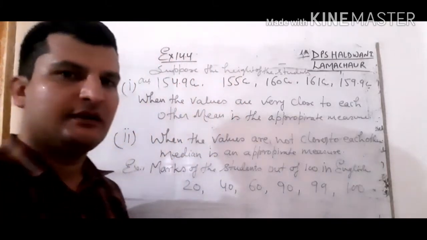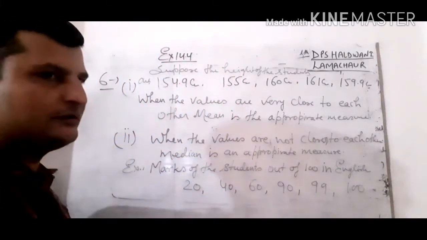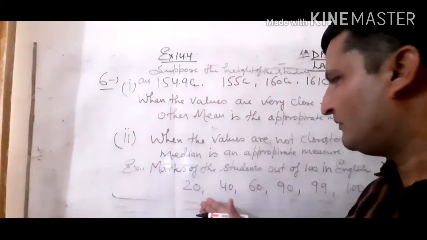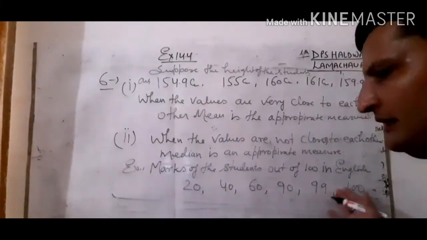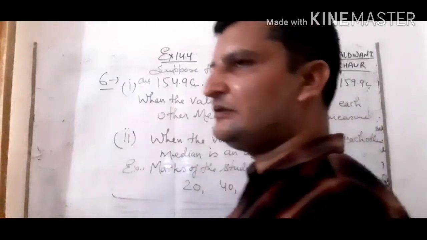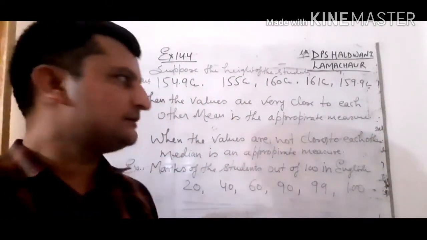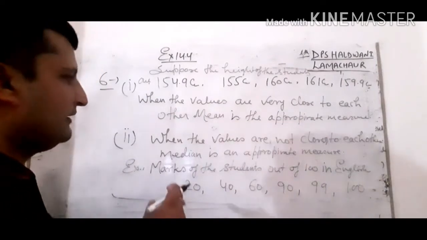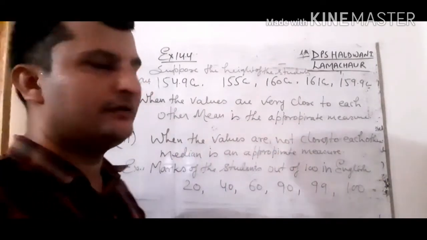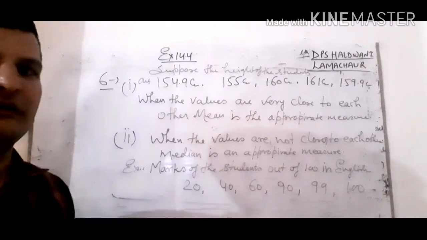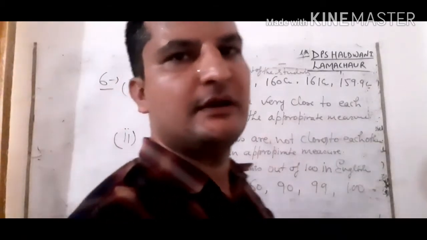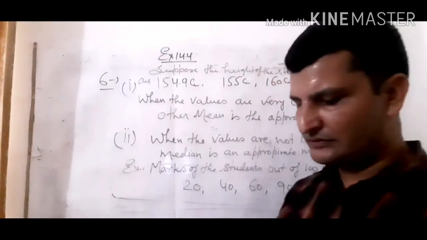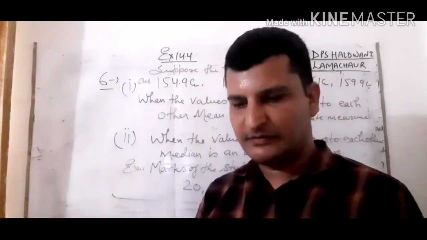Students, you can think about that. The values are not close to each other, because one number is 20 and the others are 40, 60, 90, 99, 100. So we can use the median, because the values are not close to each other. These are the two examples. We have now done question number 6, so the chapter is completed.